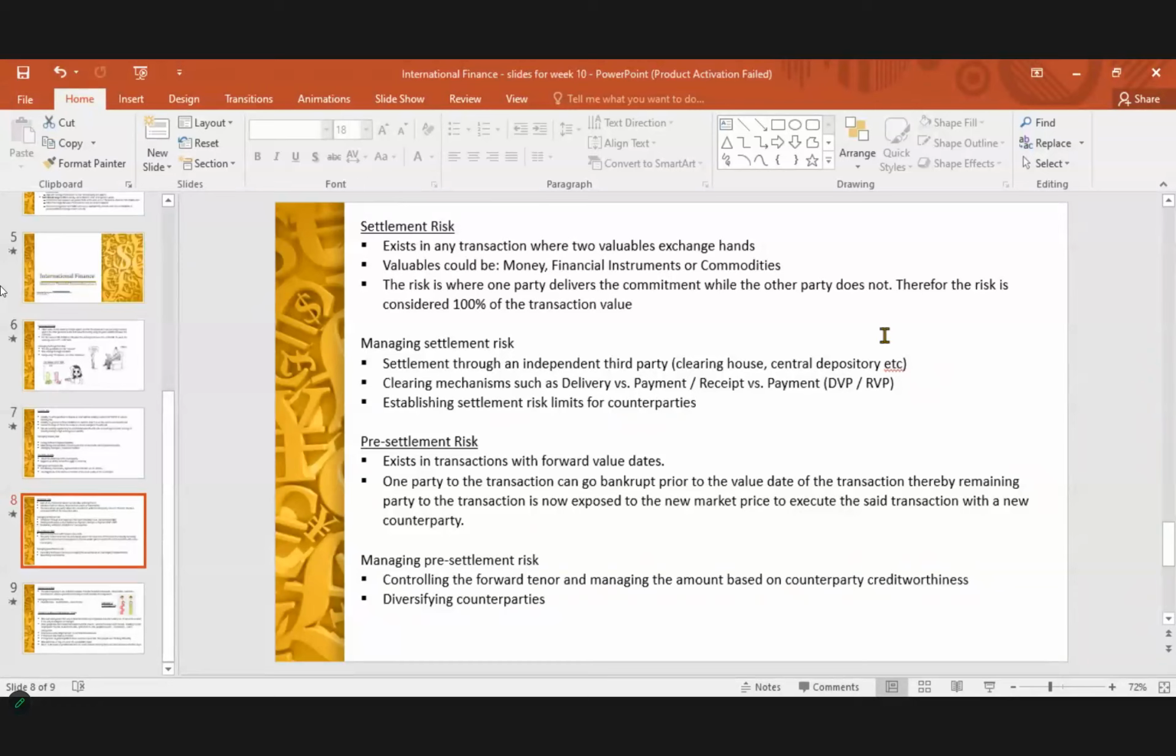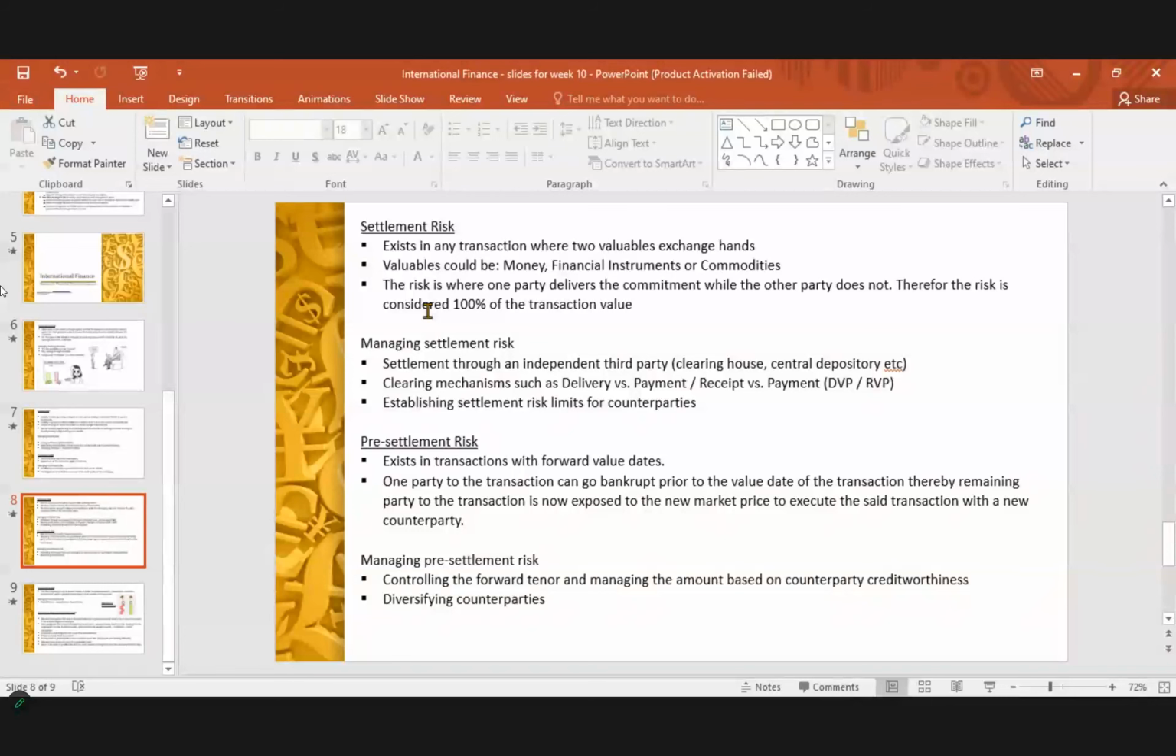You have what you call settlement risk in FX. Then you have pre-settlement risk. So let me go back. Settlement risk exists when, as I told you, I settle but he doesn't settle. I settle my obligation, but he doesn't settle his obligation. That is actually settlement risk. For that, you need to basically establish settlement risk limits, right?